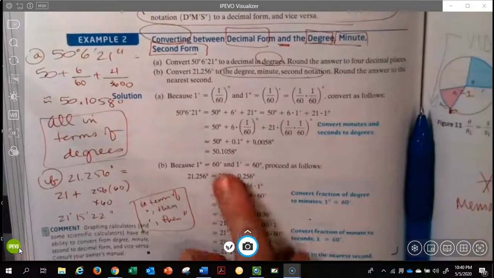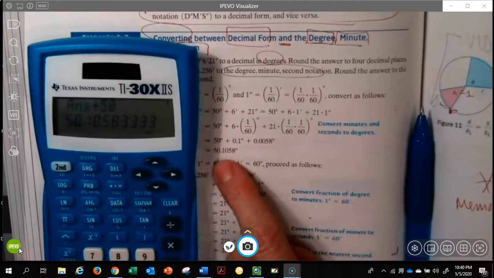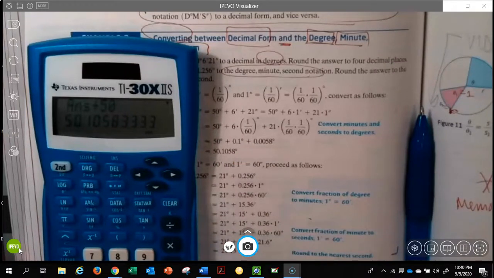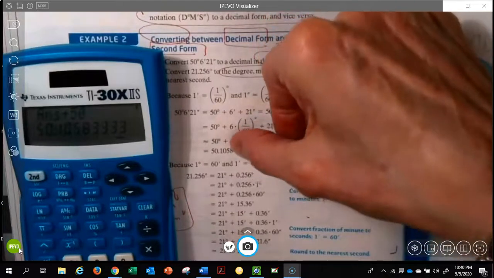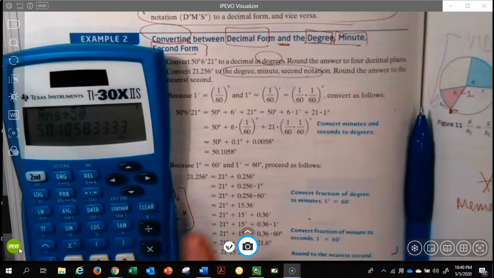And if we look at what they did, you will notice that they got what we got, 50.1058, and do put degrees. One thing you'll find out is when I grade, I want full answers. And so if you just put 50.1058 without the degrees, I do count off because it's not a complete answer. It's 50 what? Well, be specific.